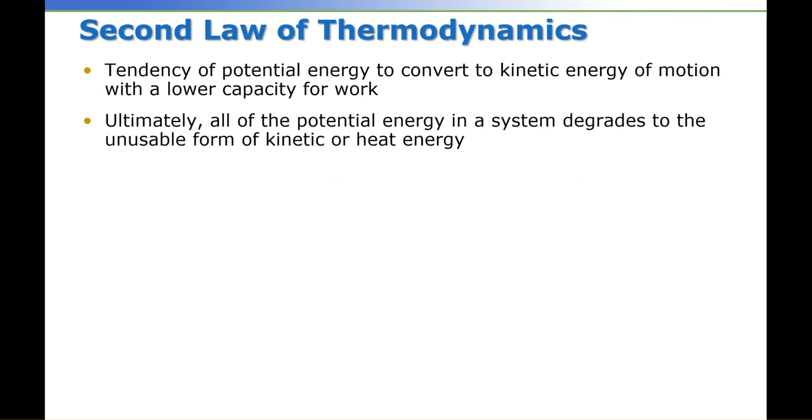Second law of thermodynamics is the tendency of potential energy to convert to kinetic energy of motion with a lower capacity for work. So therefore, ultimately, all the potential energy in the system degrades to an unusable form of kinetic or heat energy. So kinetic is energy in motion, or heat energy, which basically is dissipated.